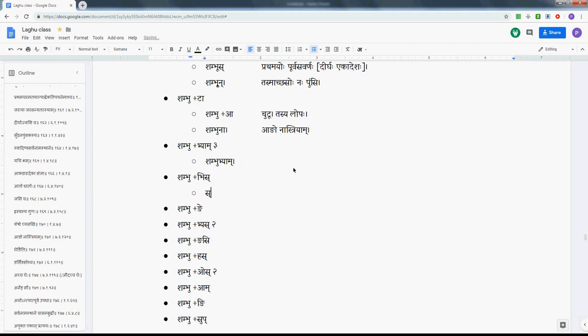Shambhu plus bhis. Sakara, is it lopa by halantyam? Halantyam mit. Will sakara go? Halantyam mit tasya lopaha. No, why? Which sutra prevents it? So I can say halantyam mit. What is the sutra which prevents sakara from undergoing lopa? Why does it not become an it letter?